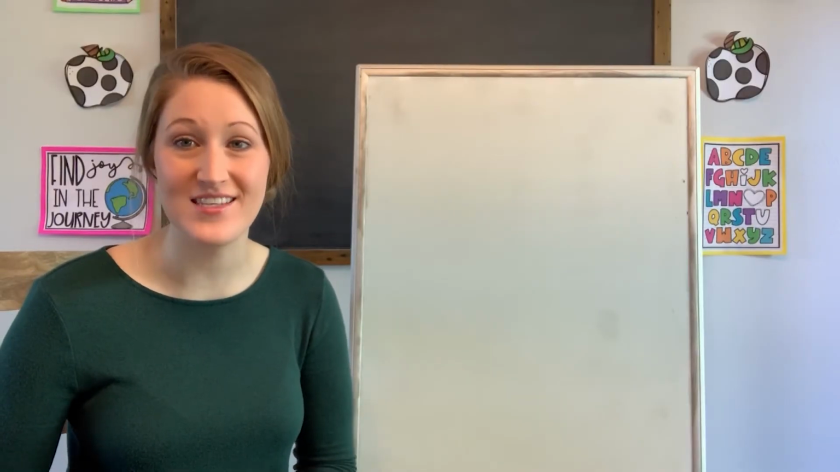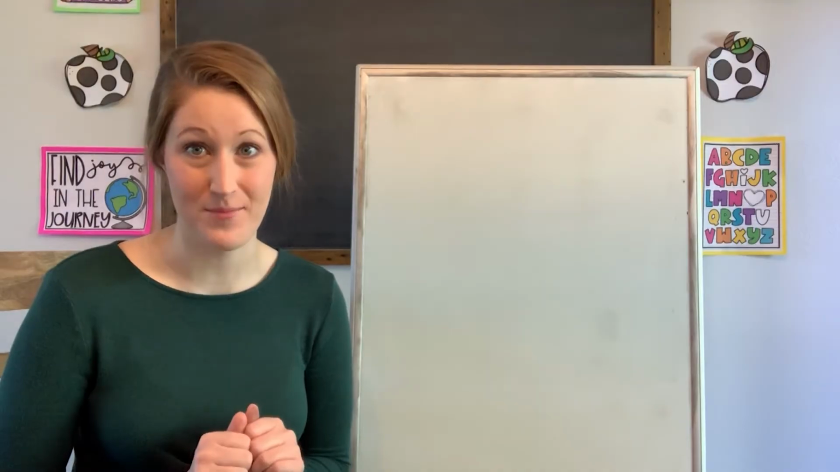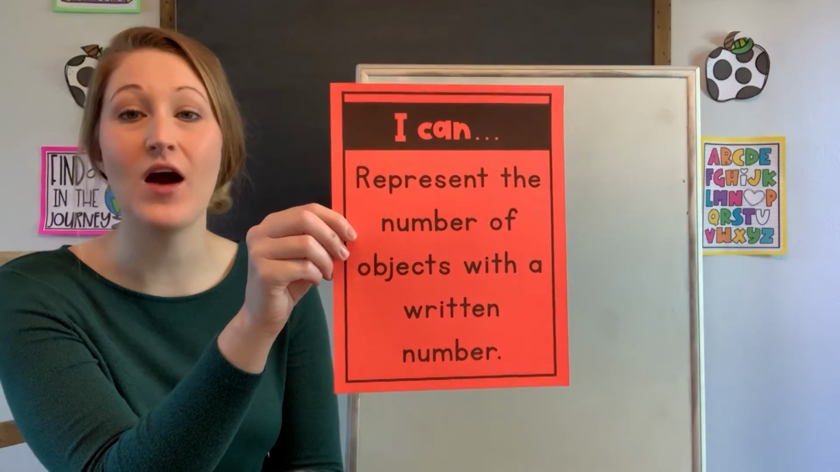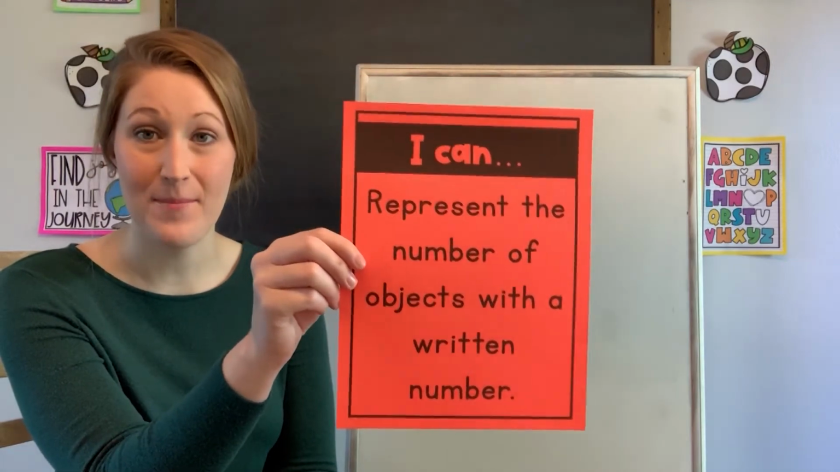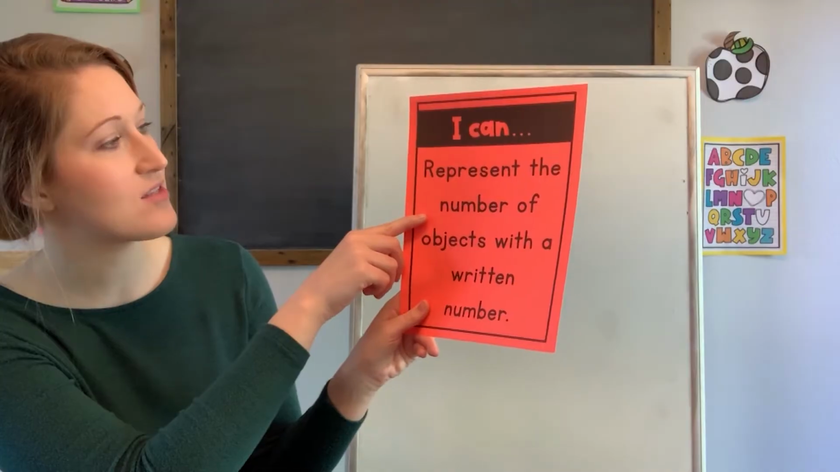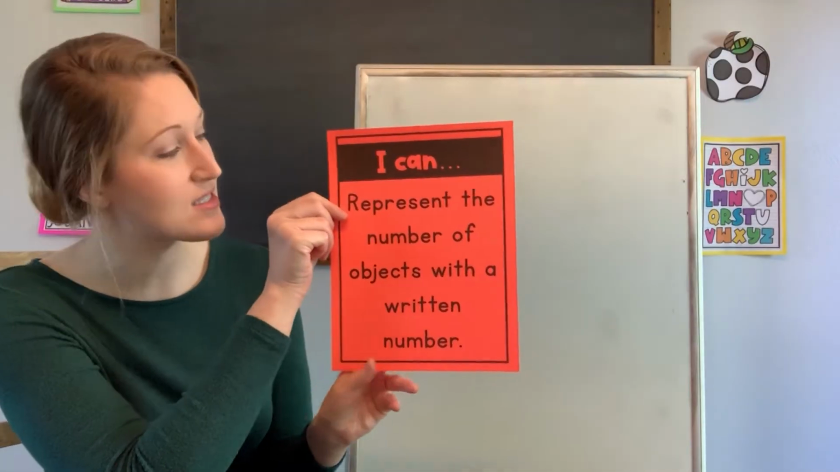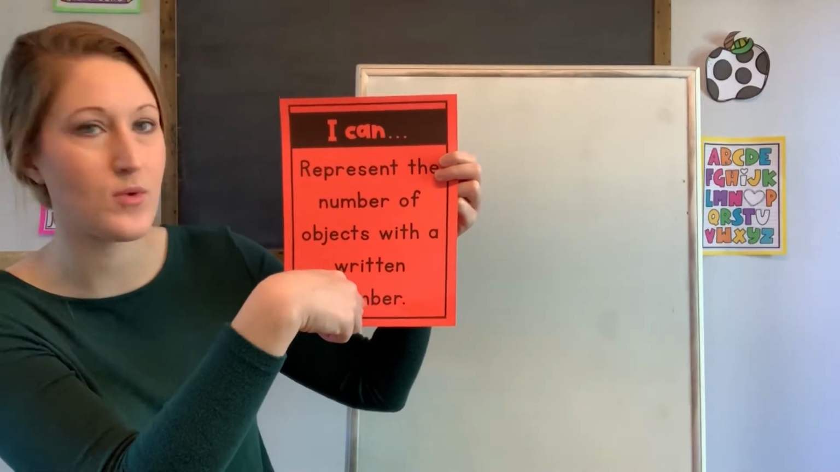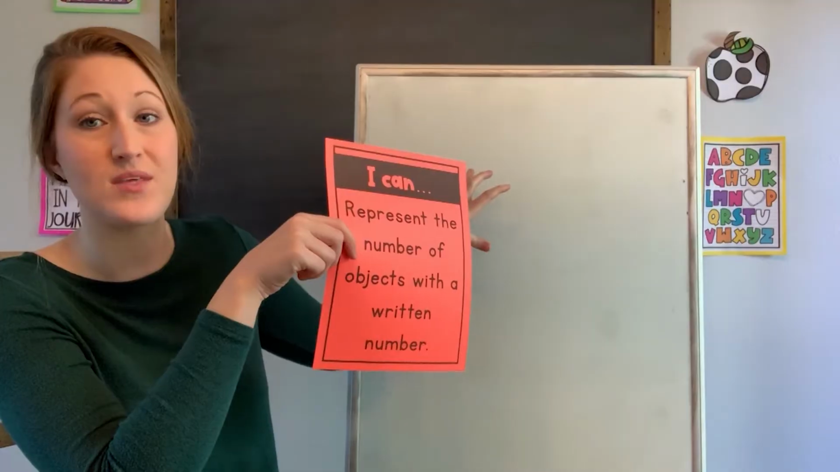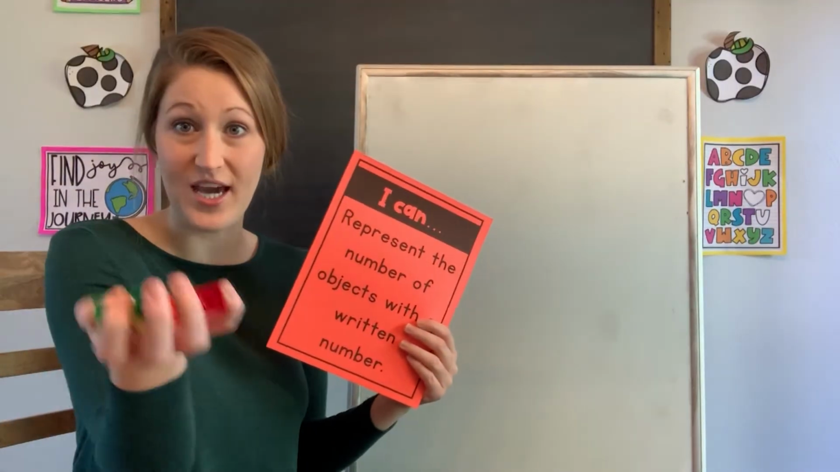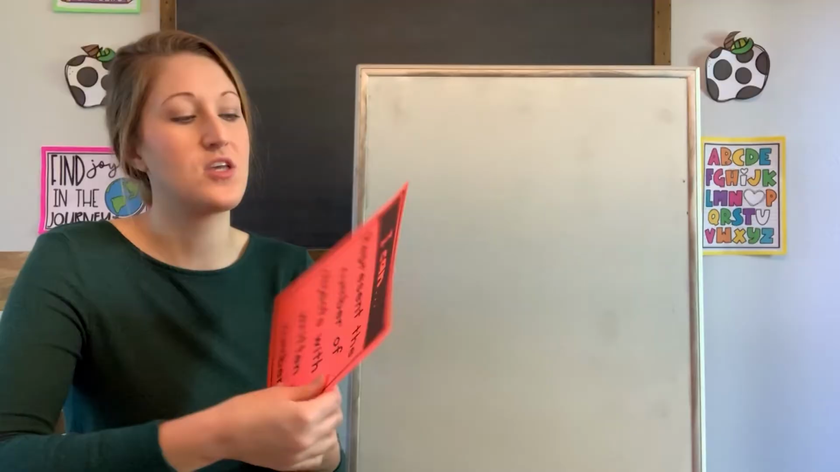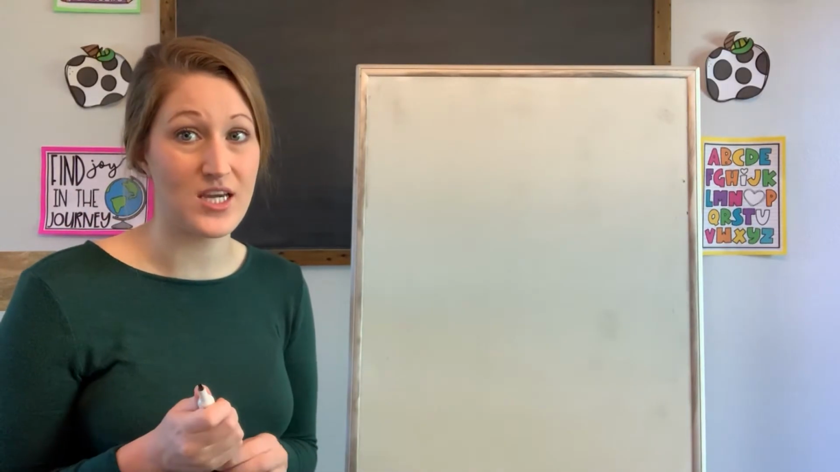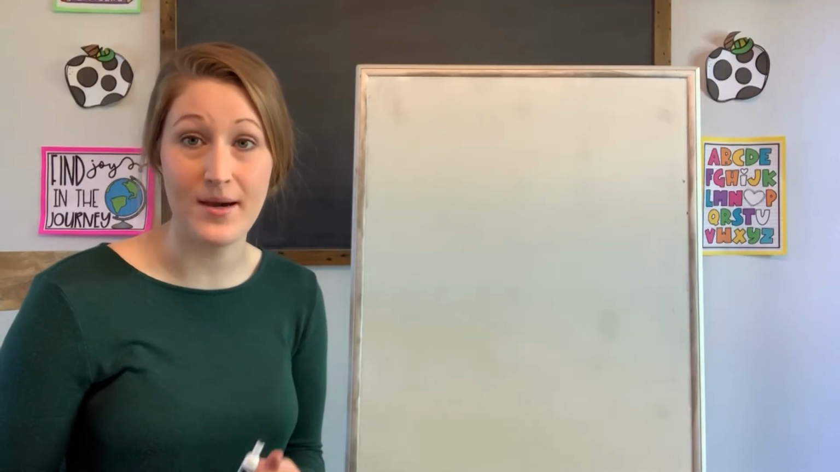So in today's lesson, we're going to be talking all about numbers. And our goal statement for the day is I can represent the number of objects with a written number. So what that means, let's look at this. Represent, that means that I'm going to be showing off a number of objects with something written down. I'm going to be writing something down, representing some objects with a written number. So let's give that a shot. But before we get into looking at some objects, let's go over our written numbers.